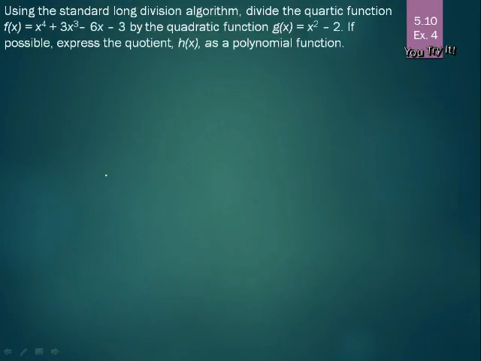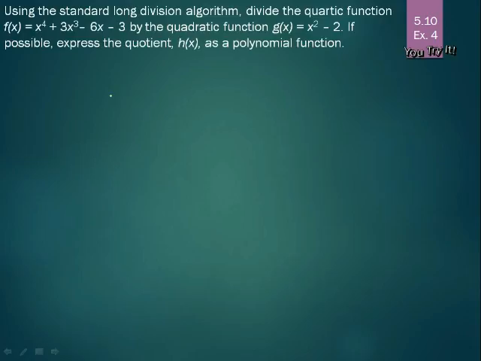Using the standard long division algorithm, divide the quartic function f of x equals x to the fourth plus 3x cubed minus 6x minus 3 by the quadratic function g of x equals x squared minus 2. If possible, express the quotient h of x as a polynomial function. Okay, so we're going to be using long division here.